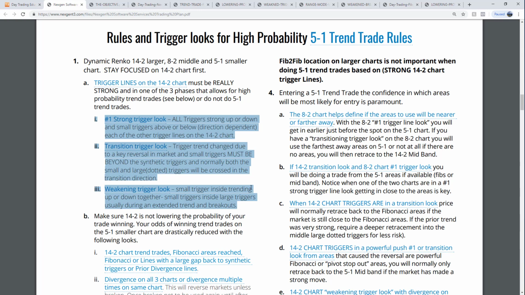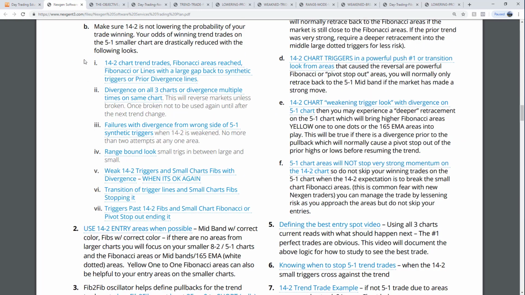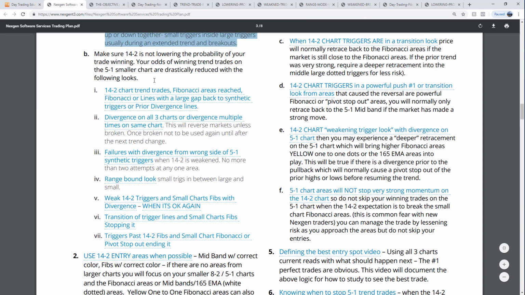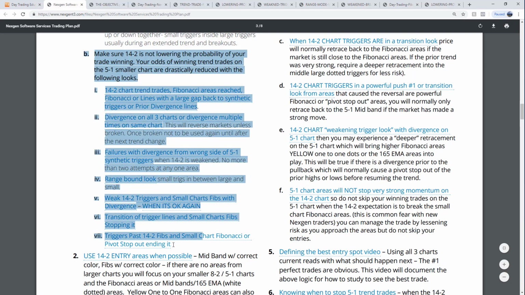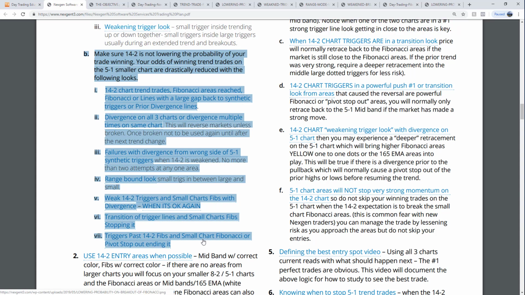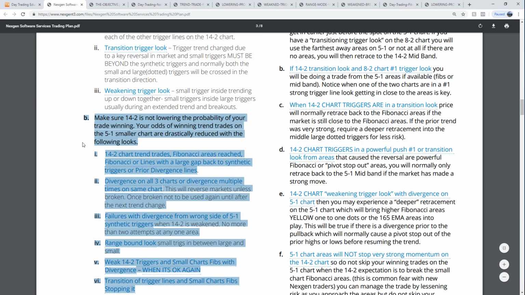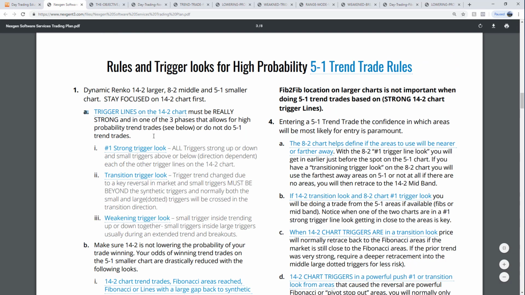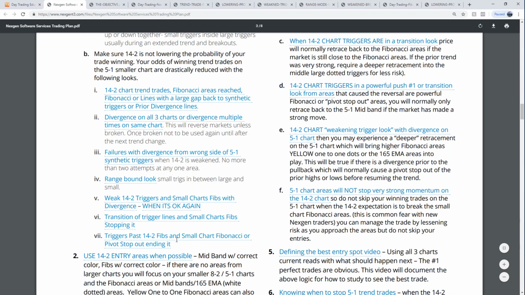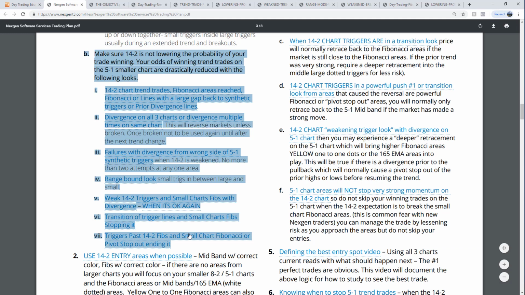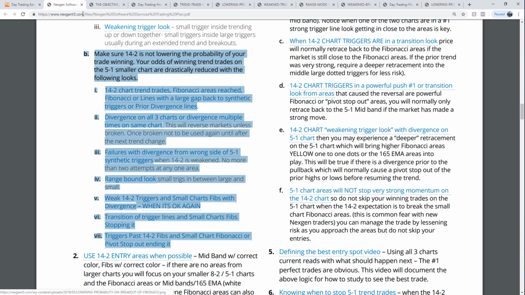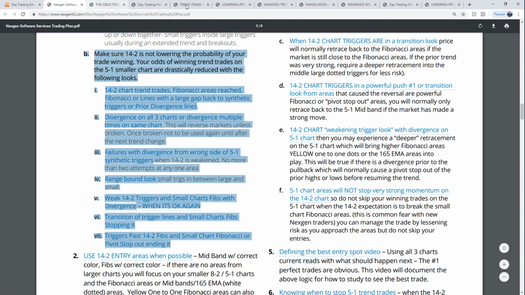The second part of a trend trade is to make sure that nothing on the larger charts and smaller charts is lowering the probability of your trade winning. We're not even going to look at this today. This is going to be an extra thing that you're going to layer, 2 layers: 14-2 triggers helping you, or nothing hurting you. Those are the other 2 layers that you're going to use in conjunction with what I'm going to teach you today. So we're not even going to look at those again.